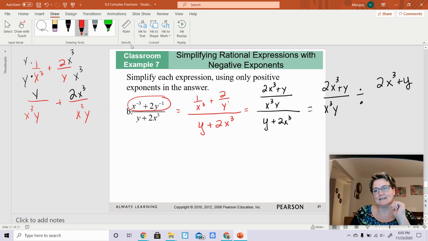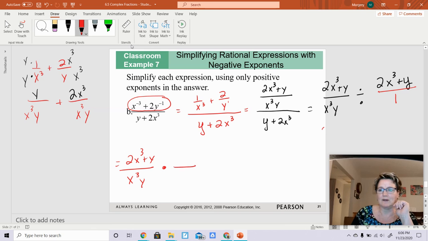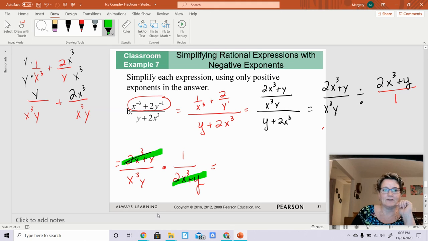Now, because this is a fraction and this isn't, I'm going to make this a fraction. Remember, we leave the first fraction alone. We change the division sign to multiplication. We flip the second fraction. Now, if you notice, this whole thing cancels out with this whole thing. And you're left with 1 over x cubed y.